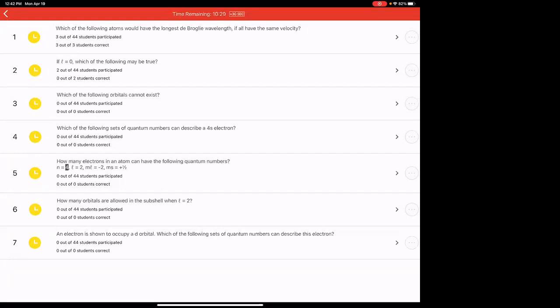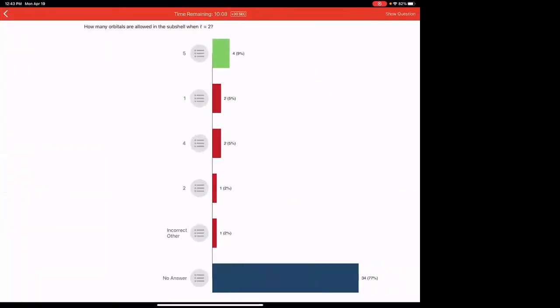So remember, a 0 is an s, a 1 is a p. L equals 2 has to be what kind of orbital? A d, right? So if you have a set of d orbitals, how many orbitals are in a set of d orbitals? That's what they're asking you for based on that quantum number. Should be 5, right? So is that what we got? Yeah, that's correct.